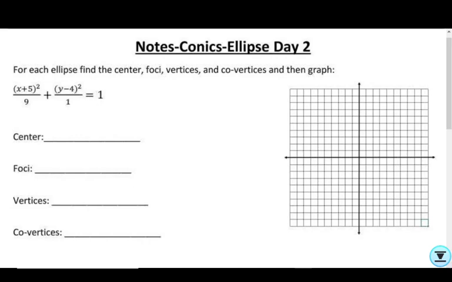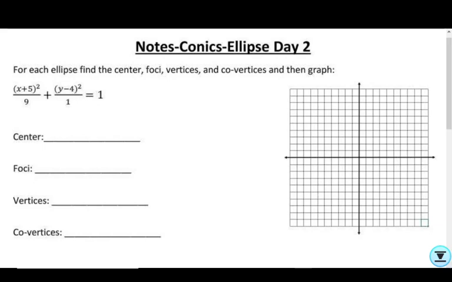Okay, so we're practicing graphing ellipses. For each ellipse, we need to find the center, the foci, the vertices, and the co-vertices, and then we need to graph it. When you go to do this, the first thing you need to figure out is: are we dealing with a vertical ellipse or a horizontal ellipse?